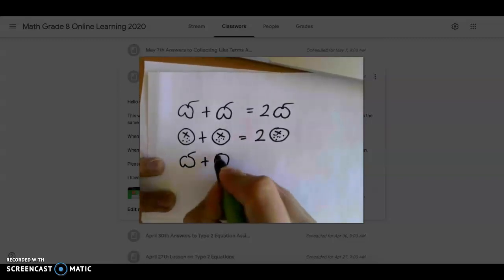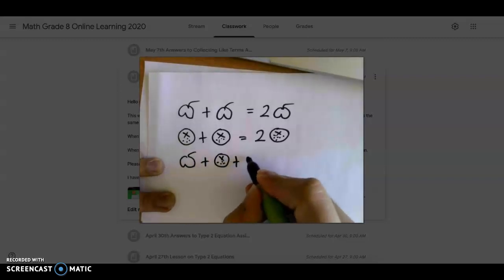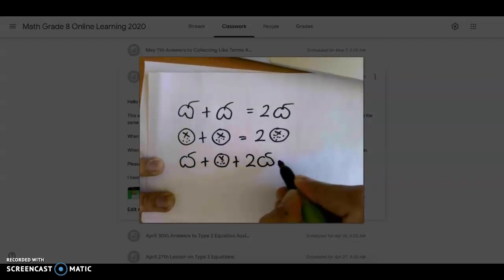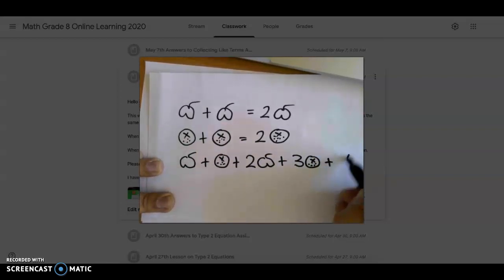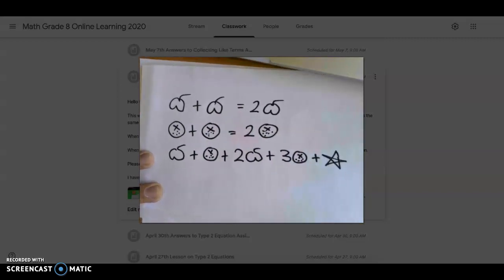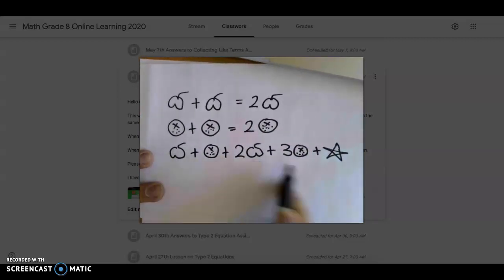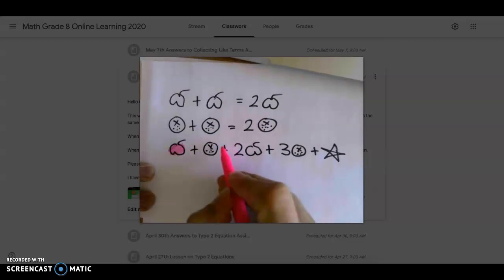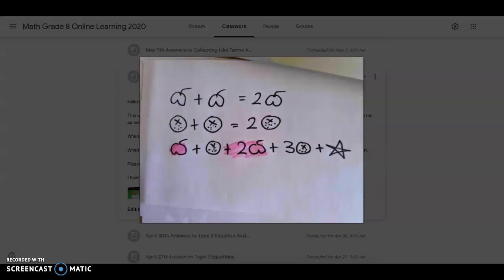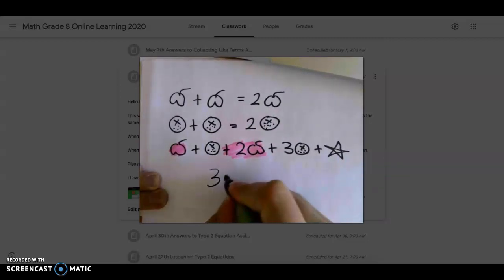And then if we go to grade 2, let's say, what if I give you an apple plus an orange plus two apples plus three oranges plus, I don't know, a star? So now what we are doing is collecting like terms. An apple plus two apples is actually three apples, isn't it? So my answer is 3 apples.